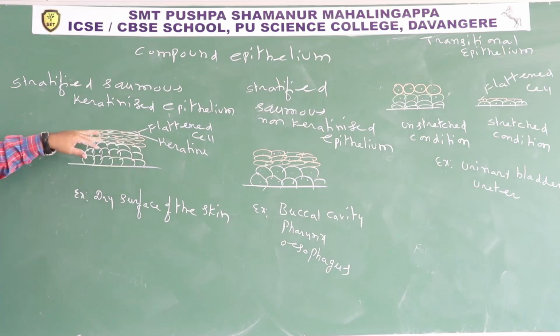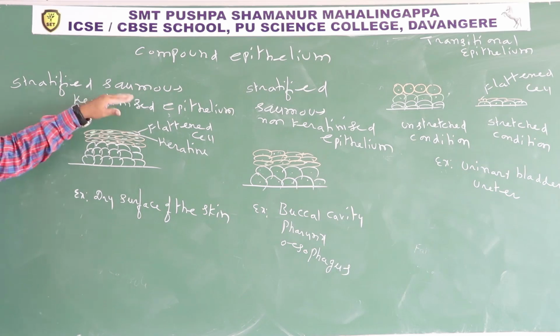Outer layers contain flattened cells, that's why squamous. And the squamous cells contain keratin material. That's why this compound tissue got the name stratified squamous keratinized epithelium. Stratified squamous keratinized epithelium. Location, dry surface of the skin.